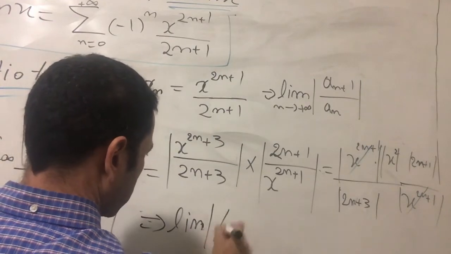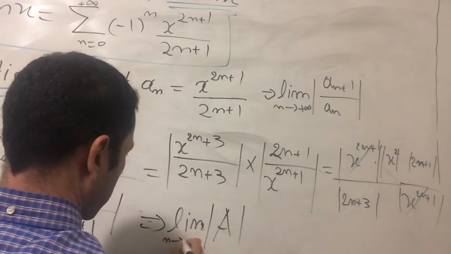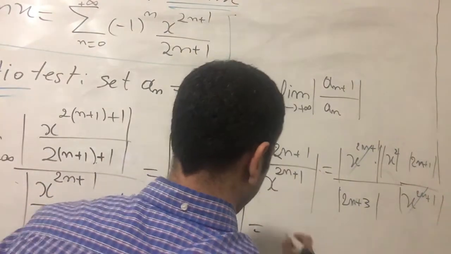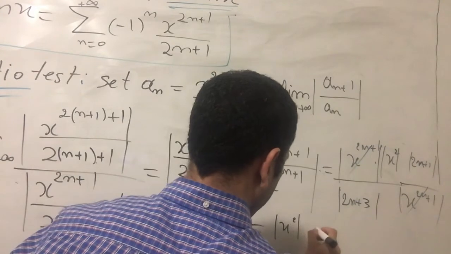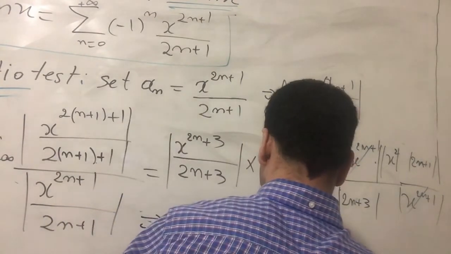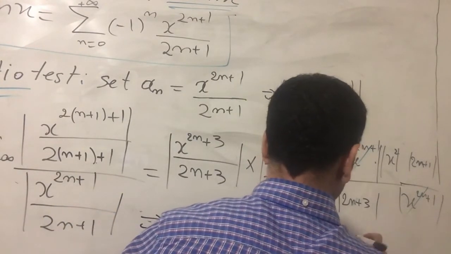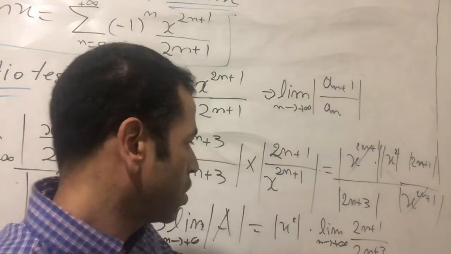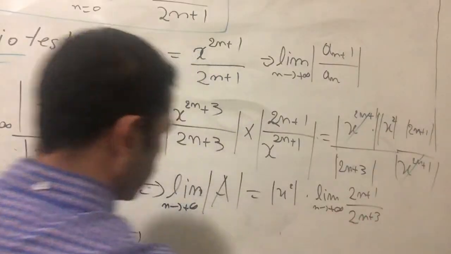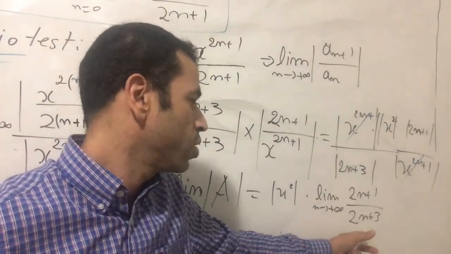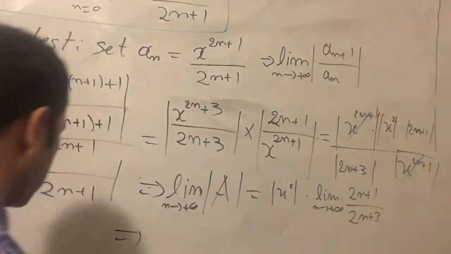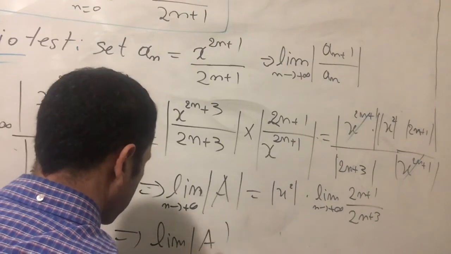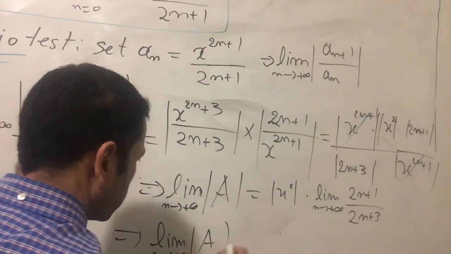of this one, let's call it capital A, equal to the absolute value of x squared multiplied by the limit of (2n plus 1) over (2n plus 3) as n goes to infinity. The limit of, I'm going to divide numerator and denominator by n. So I will have the limit of capital A as n goes to infinity.